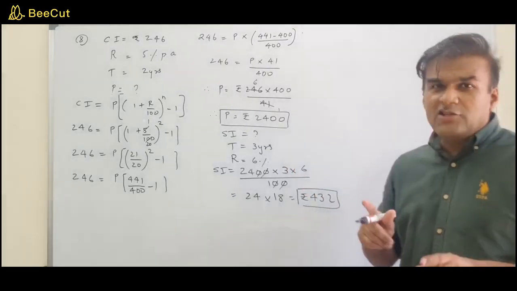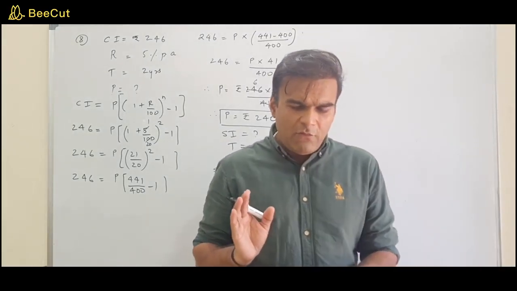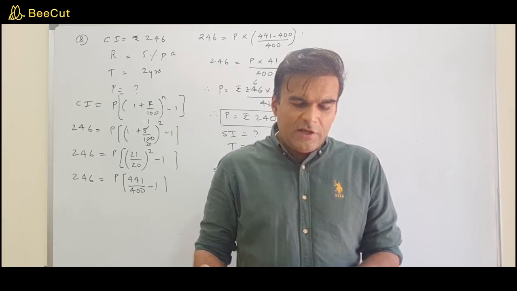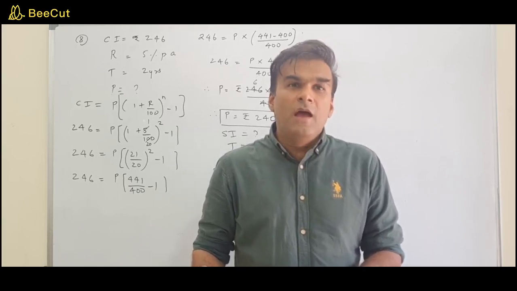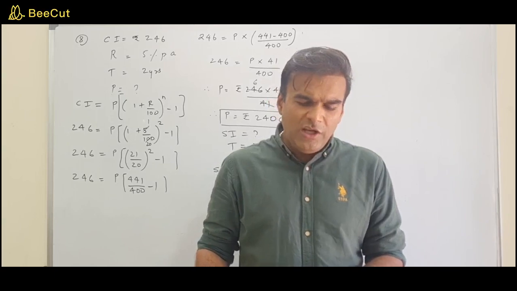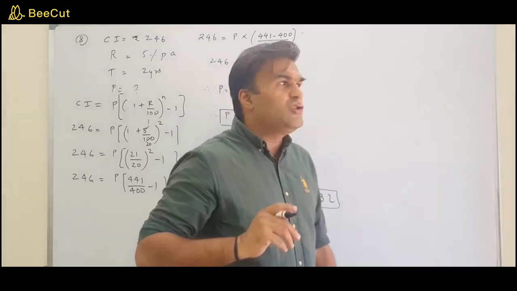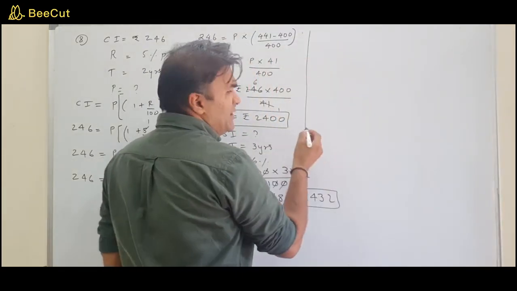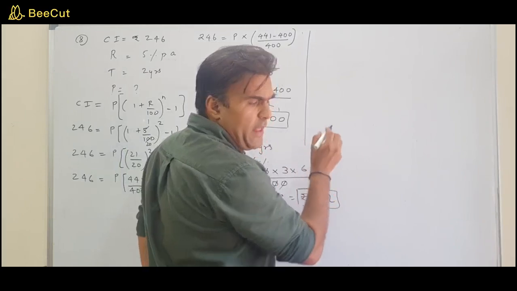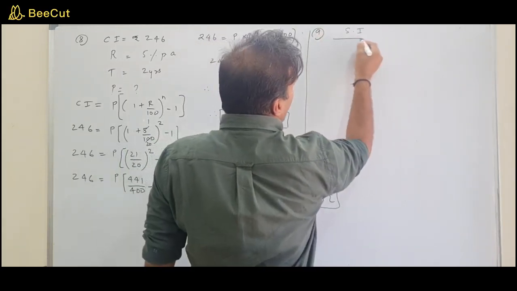Let us move on to the next question, question number 9. Now see here, my dear friend, question number 9, what it says. A certain sum of money amounts to rupees 23,400 in 3 years at 10% per annum simple interest. So it is a question on simple interest.